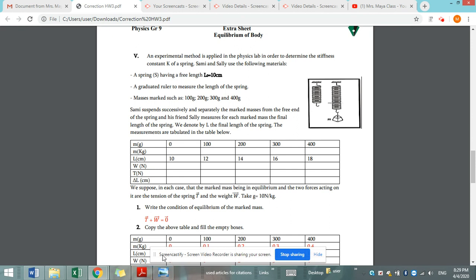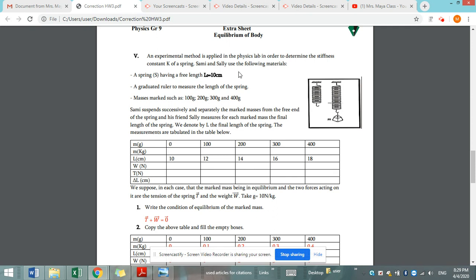In this video, I'm going to solve a problem which is a direct application of Hooke's law. An experimental method is applied in the physics lab in order to determine the stiffness constant K of a spring.